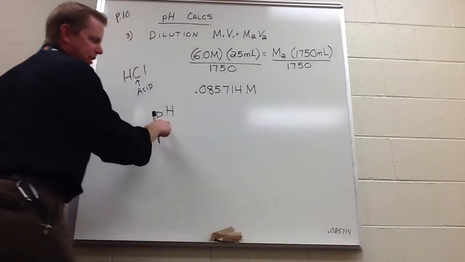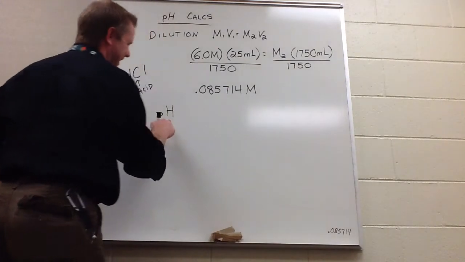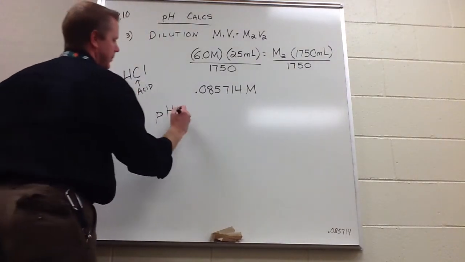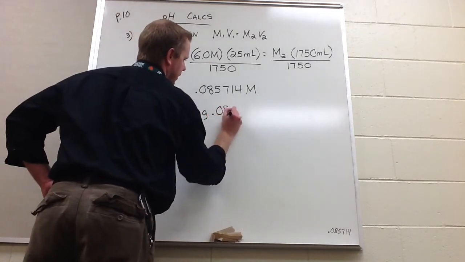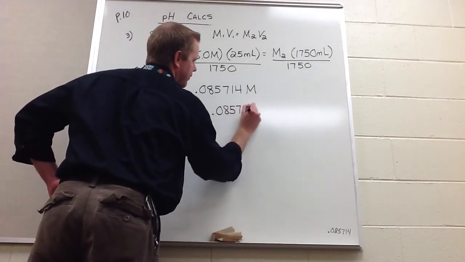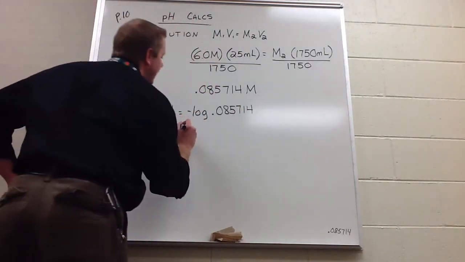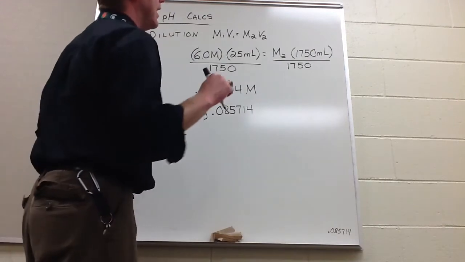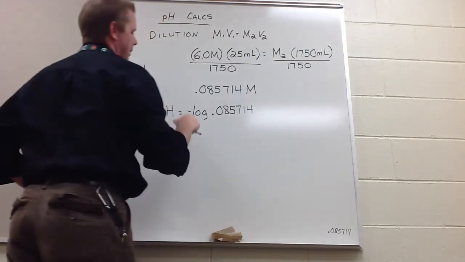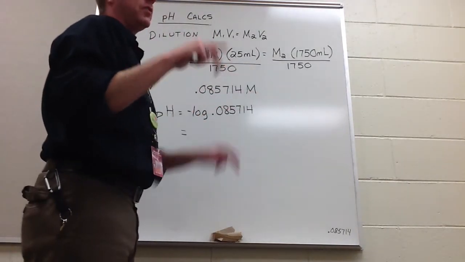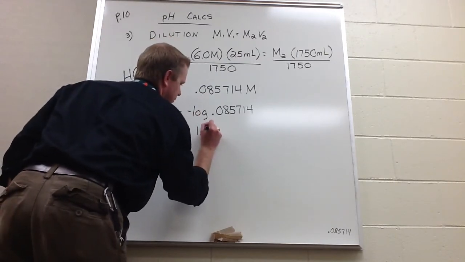pH is a measure, again, of the acidity of a substance. How acidic is it? Well, the substance is an acid. So therefore, I take the negative log of 0.085714. Notice, I didn't give a hoot about significant figures right now. When you take the negative log of this, now I'm going to care about sig figs. 2 sig figs, 2 sig figs, 3 sig figs. Therefore, my answer can only have 2 significant figures. Therefore, the answer is 1.1.